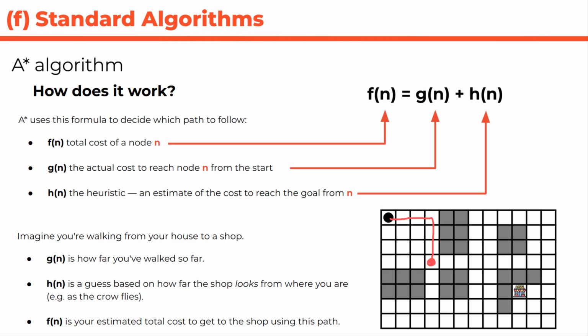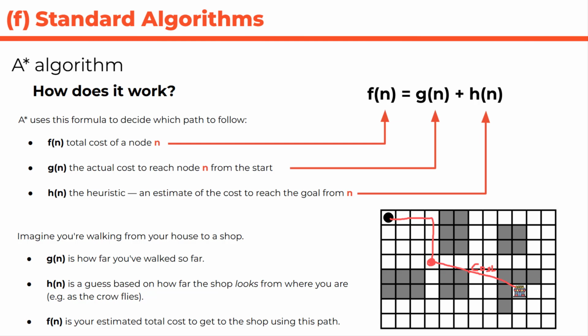Then you've got H, a guess based on how far the shop looks from where you are as the crow flies. So you might go, okay, I'll go as direct as I possibly can, which gets me to the shop. And that has a cost. And that's our heuristic. But it's our most direct path.